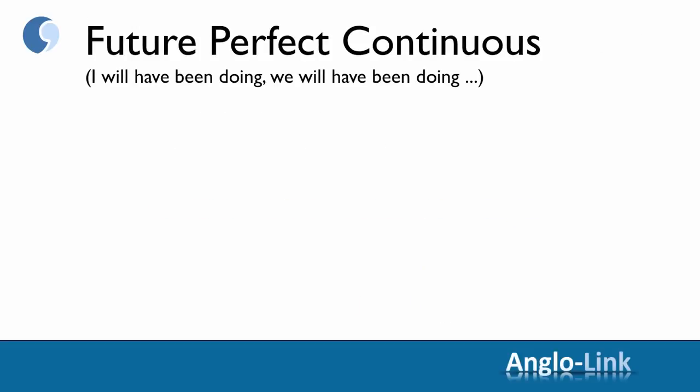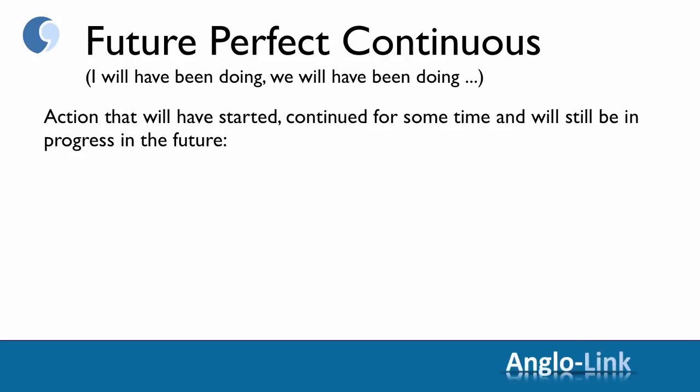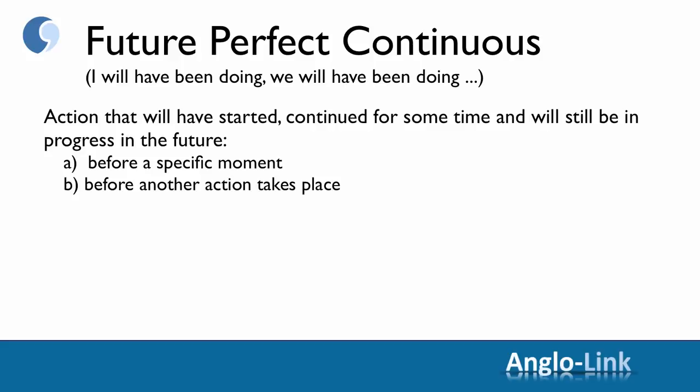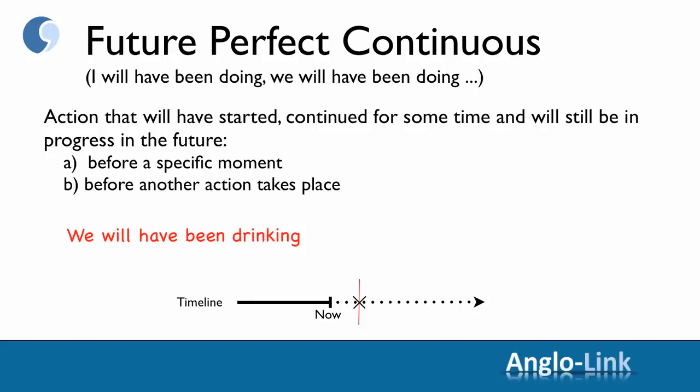And finally, future perfect continuous. I will have been doing, we will have been doing, etc. As you will remember, this is an action that will have started, will have continued for some time, and will still be in progress in the future, either before a specific moment or before another action takes place. Let's look at the timeline. We will have been drinking for a few hours by the time we leave.